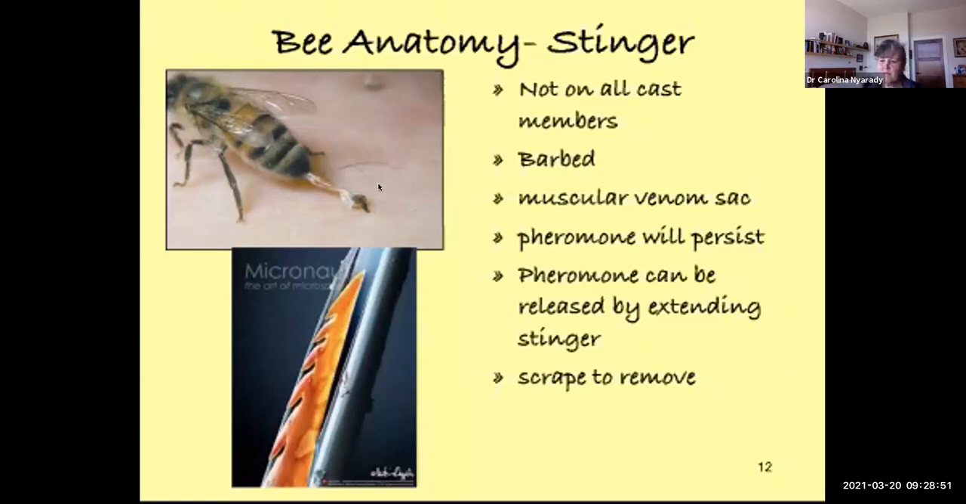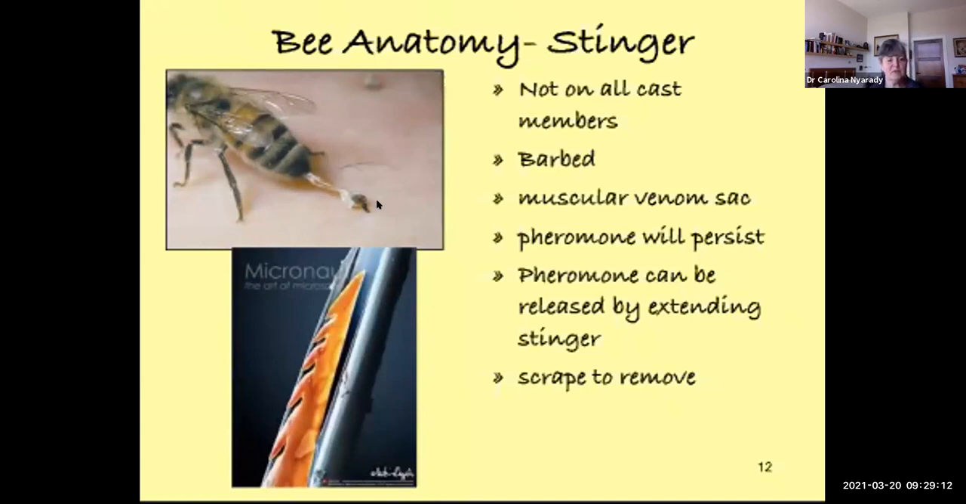And of course, that pheromone is a chemical signal that communicates to other bees that this individual has been stung, and it's a way of alerting them what it is that they're targeting and they should be targeting as a group.